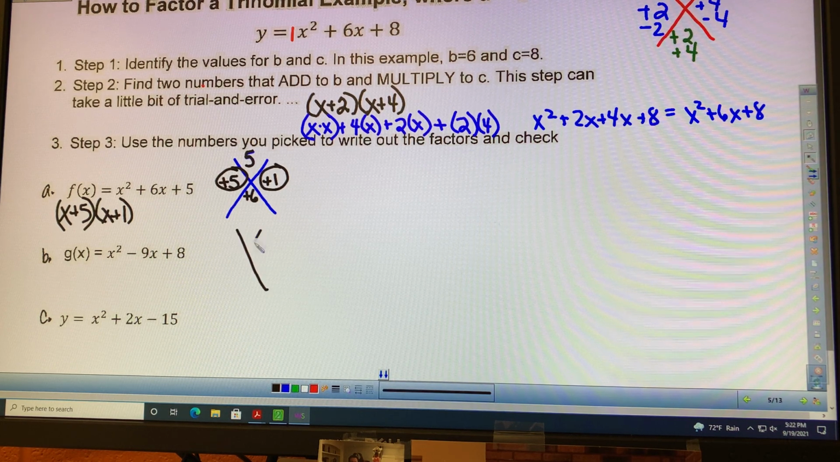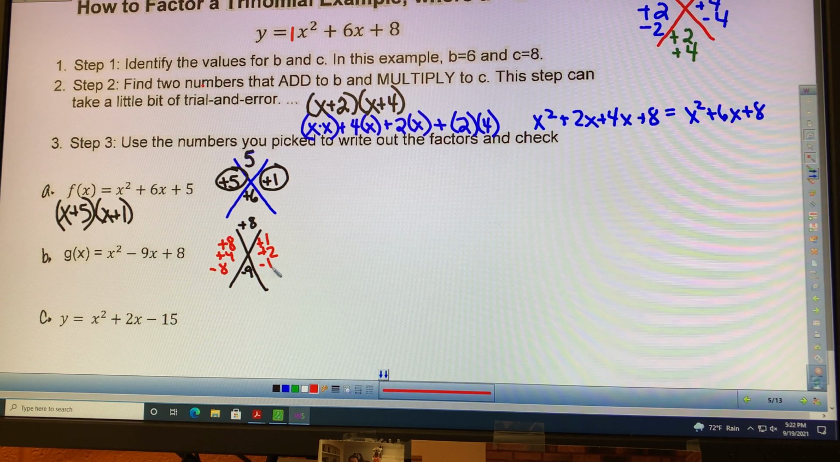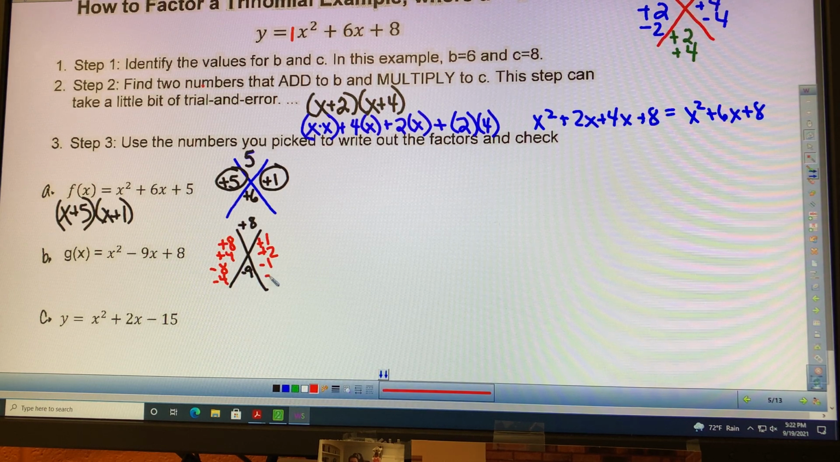Well, now let's do this one. We want two numbers that multiply to positive 8, but that add to negative 9. So if this is positive and this is negative, the only thing that gives me a positive 8 is positive 8 and positive 1, positive 4 and positive 2, or negative 8 and negative 1, negative 4 and negative 2. Those are the only combinations of numbers that multiply to give me a positive 8.